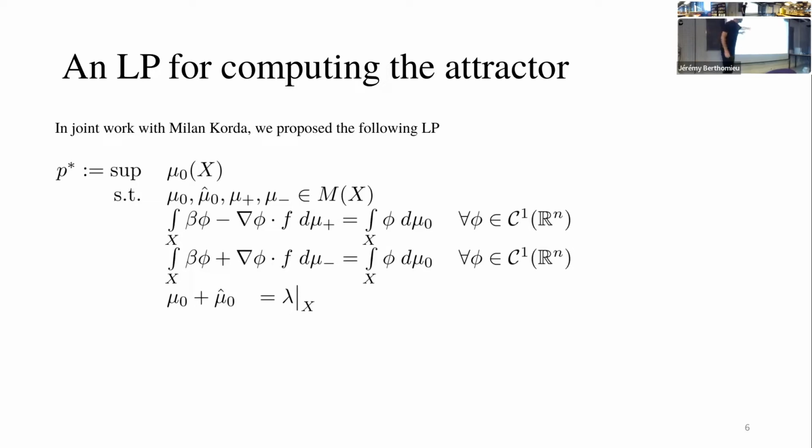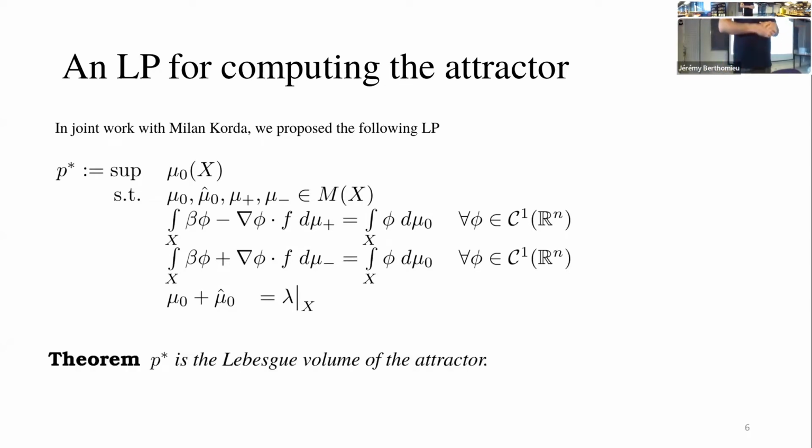And mu plus and mu minus, the decision variables, are just the so-called occupation measures that correspond to this. The idea here is that we already know what the solution should be like, and the constraints are hopefully strong enough so that they really single out the solution that we want. That this is true is a nice superposition principle by Ambrosio. So there's some nice analysis tool hidden somewhere. And for this LP, we showed that it really gives us the volume of the attractor.